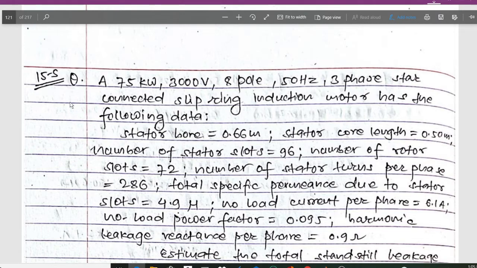Today again I am back with another important numerical on machine design. So here you can see a numerical on the screen.